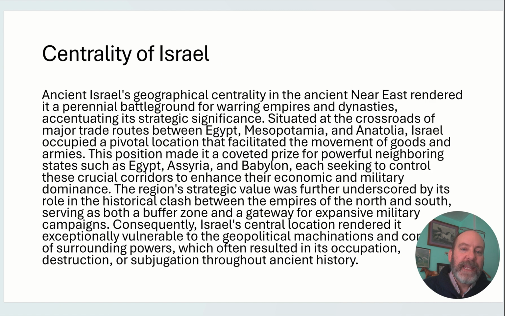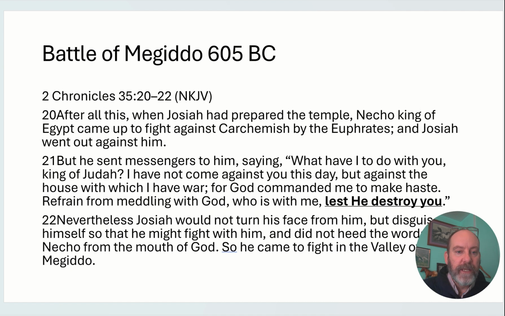So in addition to the brief summary of Antiochus and the Romans, I want to give you another biblical example of the importance of that area of the Levant. So it's the Battle of Megiddo, about 605. And the Bible says in 1 Chronicles, "After all this, when Josiah had prepared the temple, Necho, king of Egypt, came up to fight against Carchemish by the Euphrates, and Josiah went out against him."